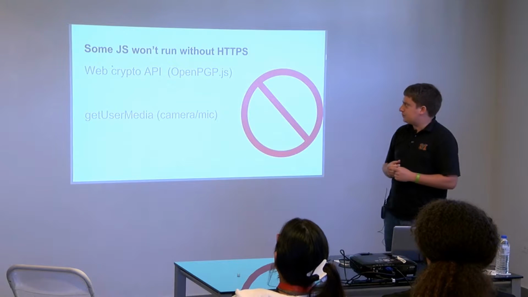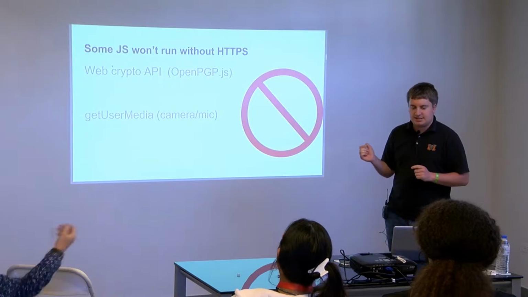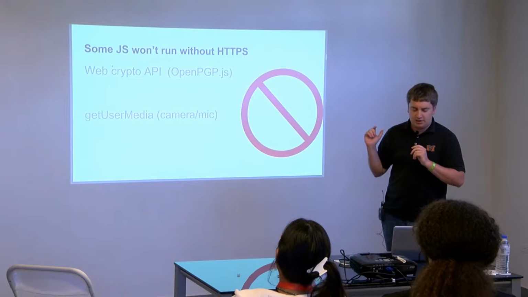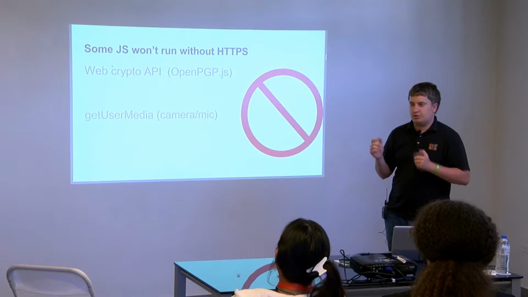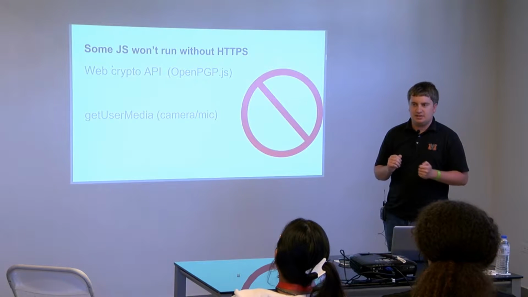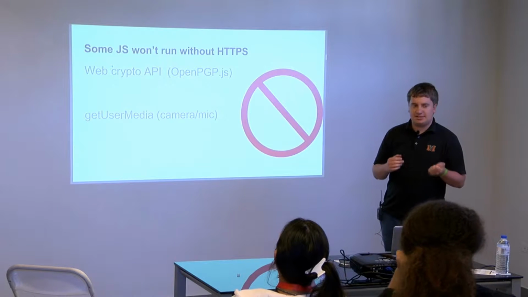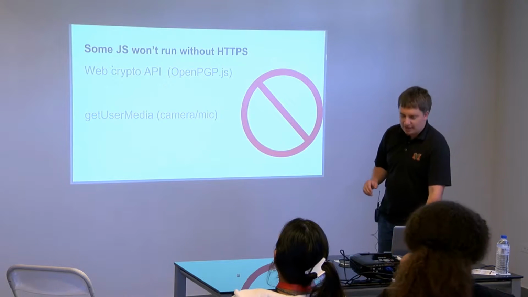Also, some JavaScript won't run on sites unless they are using HTTPS. That's crypto APIs, like the JavaScript version of the previous talk, or getUserMedia, which uses the camera. Because Chrome has decided they're not going to let websites use these secure functions in JavaScript unless they're really sure that website's the one that you want to be communicating with.